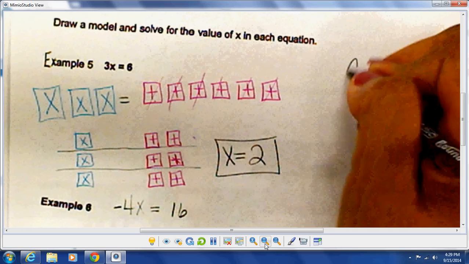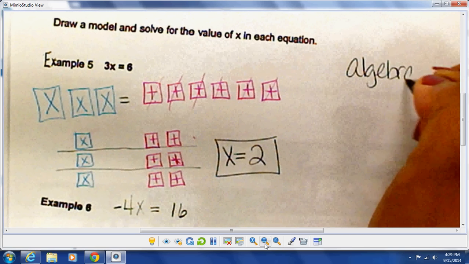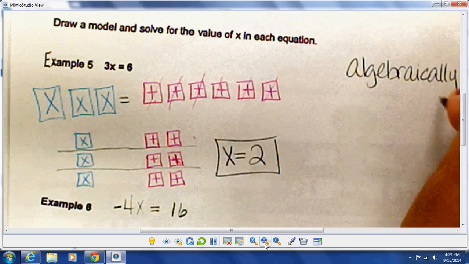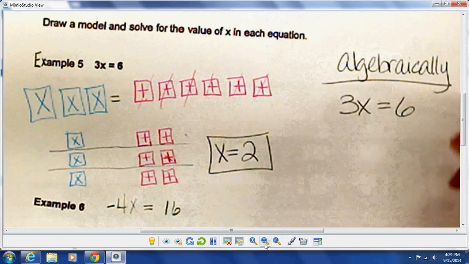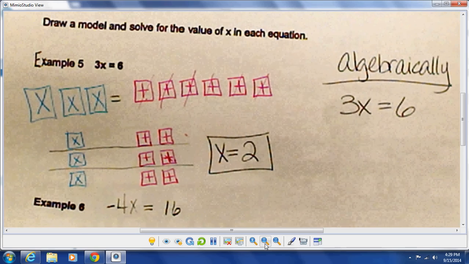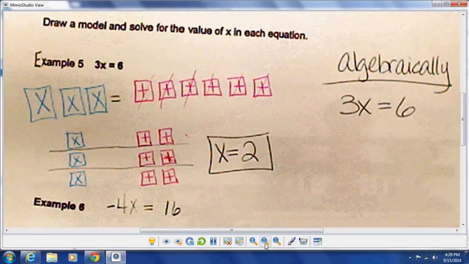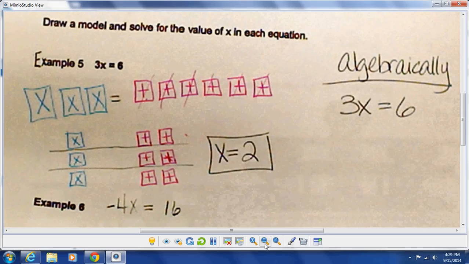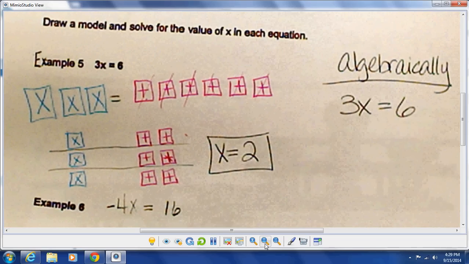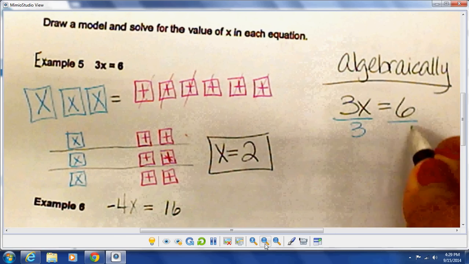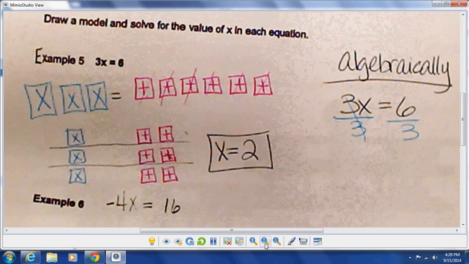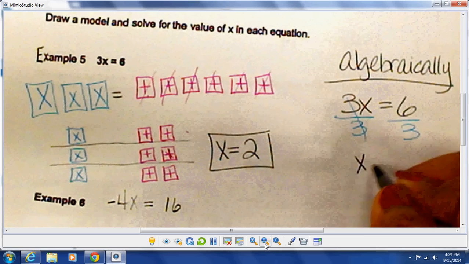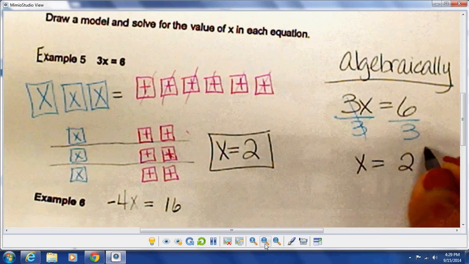And the way that we would do that algebraically is that we would write our 3x equals 6. And since I have multiplication going on in the problem, I would do its inverse operation, which is division. So therefore, I would divide both sides by 3. So my 3's would cancel, leaving me with x equals 6 divided by 3, which is 2.